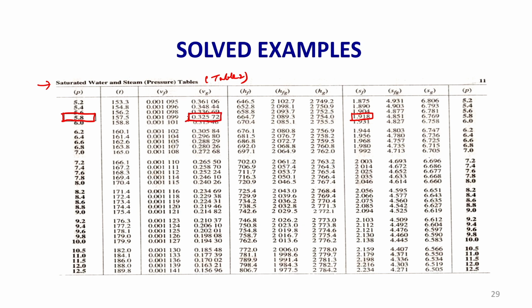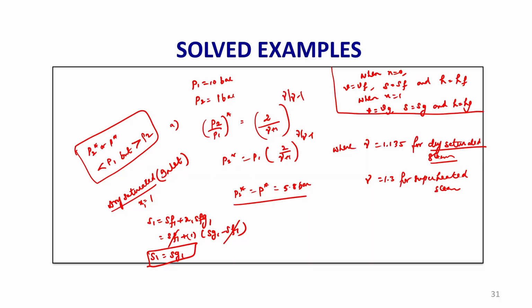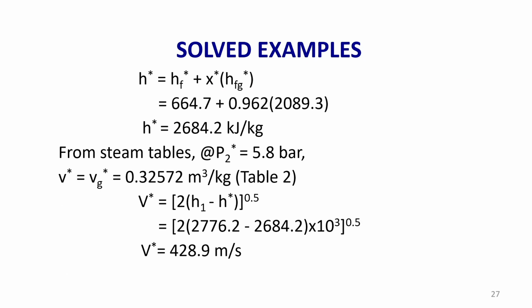Corresponding to 5.8, that is a critical pressure. So, that is what I have taken here, and the velocity of the steam at the exit is V = square root of 2 into (H1 minus H2), the same formula, exit velocity.